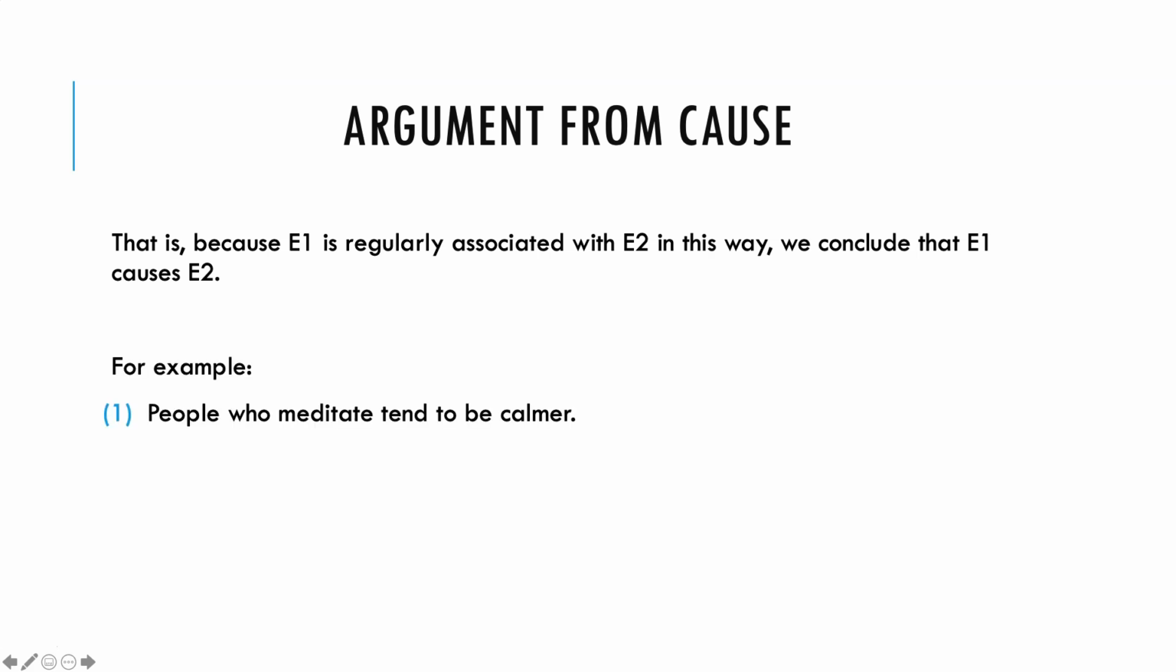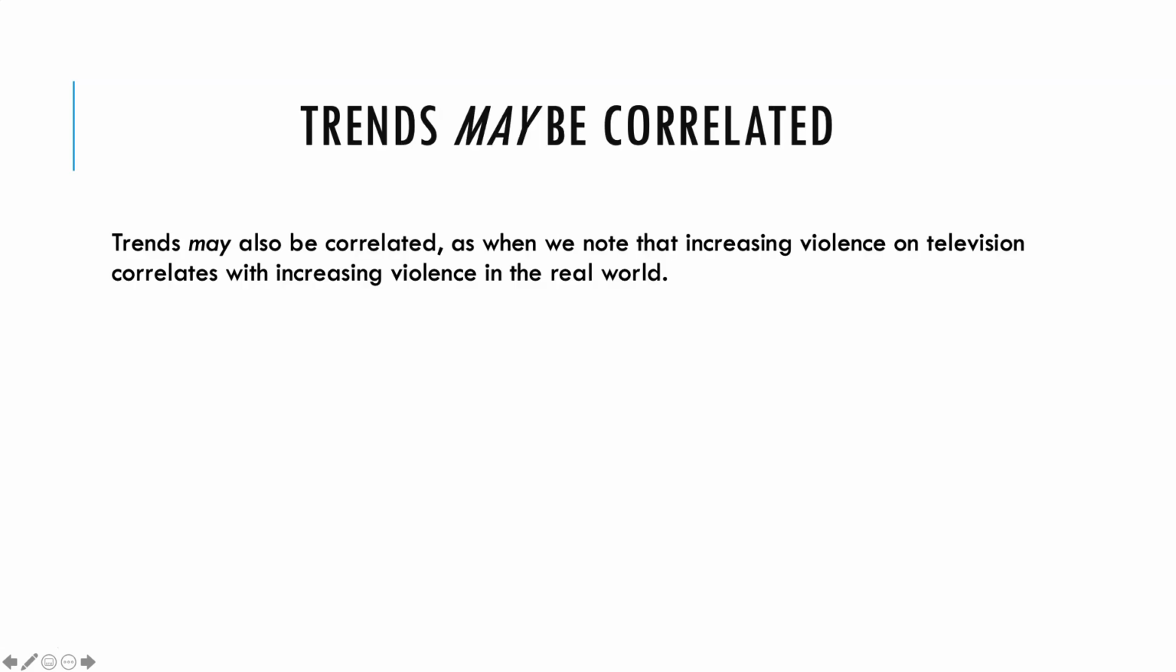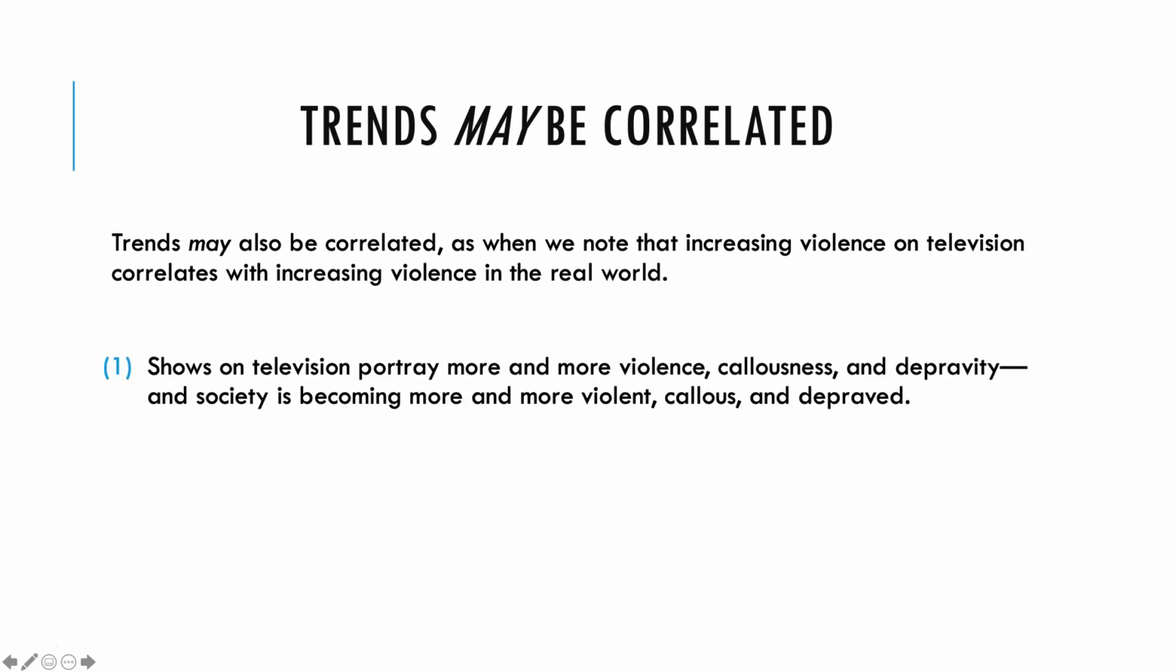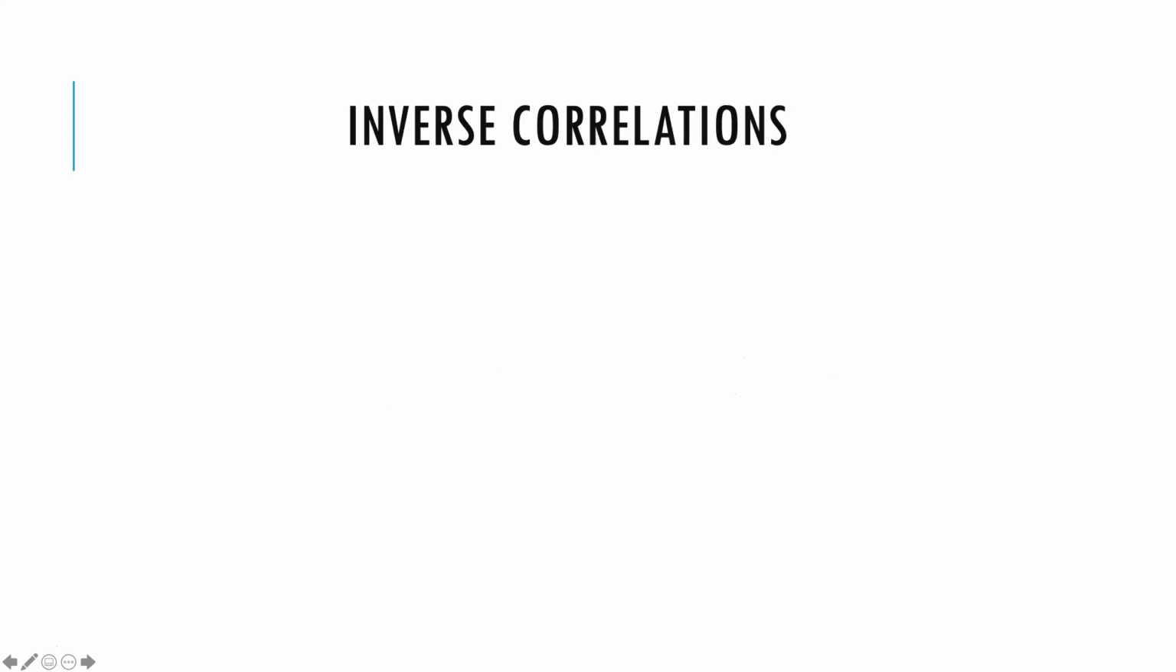So for example, people who meditate tend to be calmer, therefore meditation calms you down. Okay? Trends may be correlated, as when we note that increasing violence on television correlates with increasing violence in the real world. So the argument following from this might look something like: shows on television portray more and more violence, callousness, and depravity, and society is becoming more and more violent, callous, or depraved. Therefore, television is ruining our morals, or television is causing these things to happen in our society.